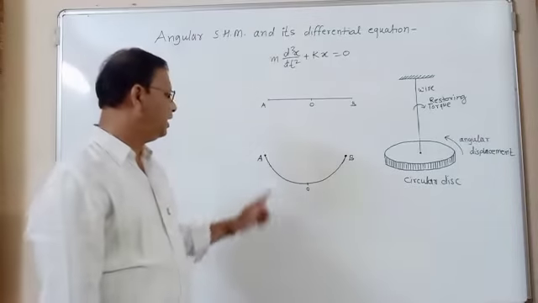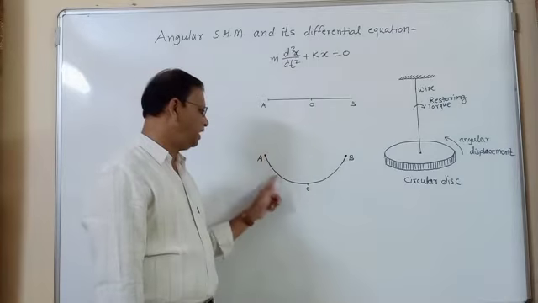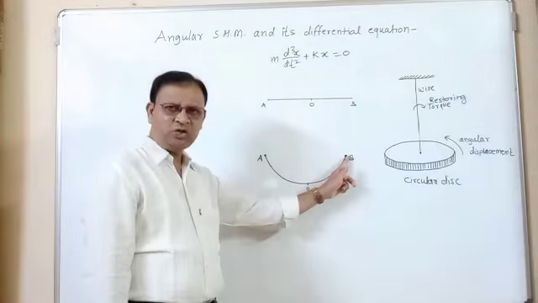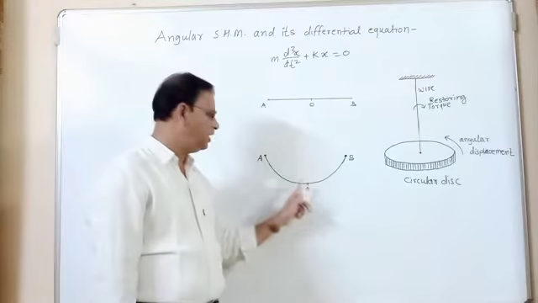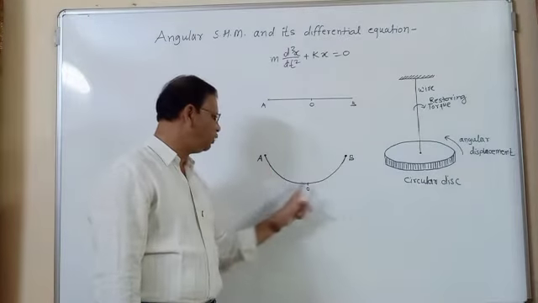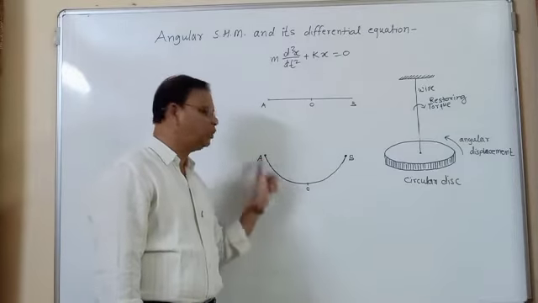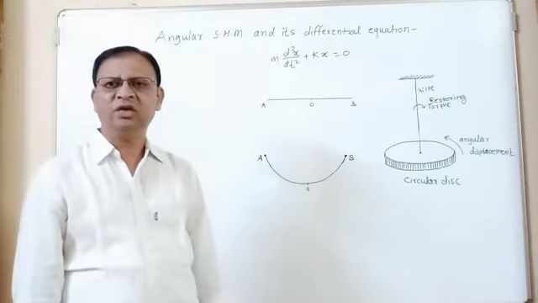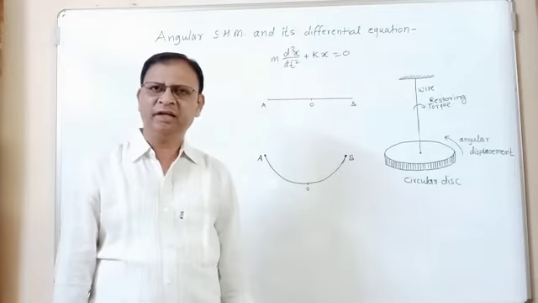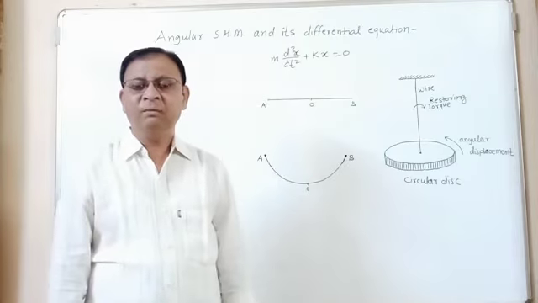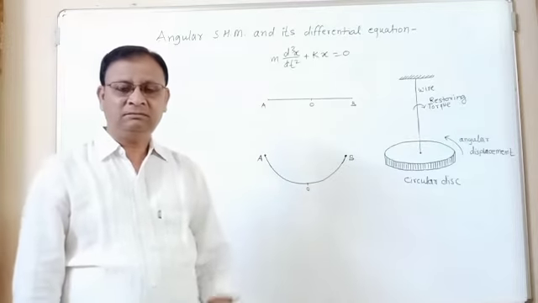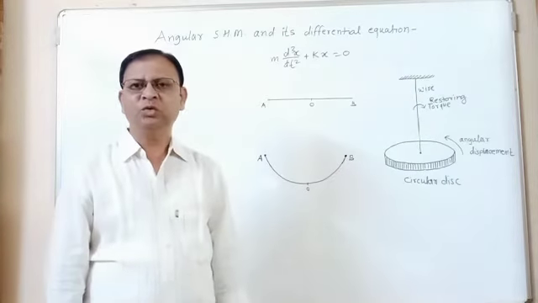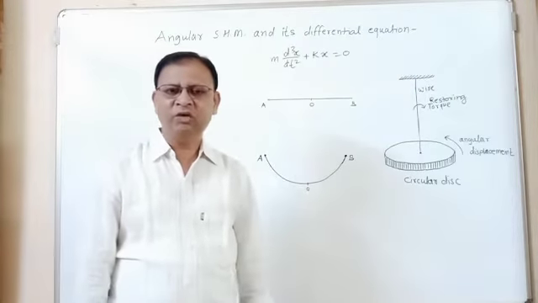And if the path of oscillation is curved, then it is called angular oscillatory motion. For example, if the body oscillates between A, O and B, where A and B are the extreme positions and O is the mean position, that means A to B, again B to A, again A to B and B to A, then this path is curved and therefore this is called angular oscillatory motion. Now we have to define the angular simple harmonic motion.